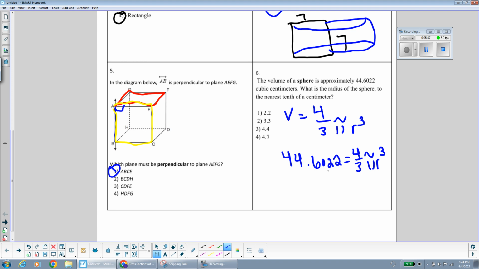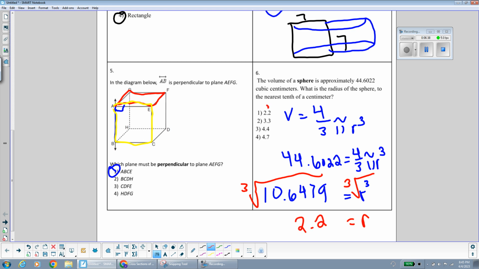And what I got is that r cubed is equal to 10.6479. So what we have to do now is take the cubed root of both sides to get r by itself, to cancel out that exponent of 3. So I'm going to hit the math button on my calculator. And number 4, when you hit the math button, is the cubed root. So I'm going to take the cubed root of 10.6479. And I get 2.19, which rounds to approximately 2.2.